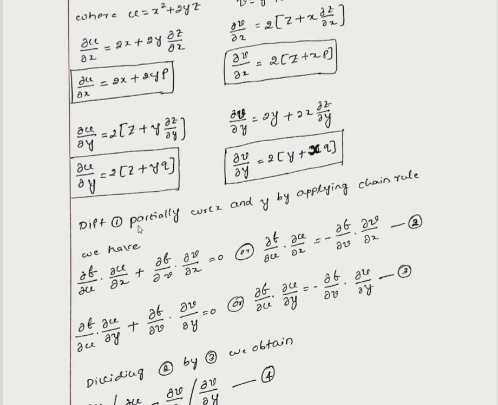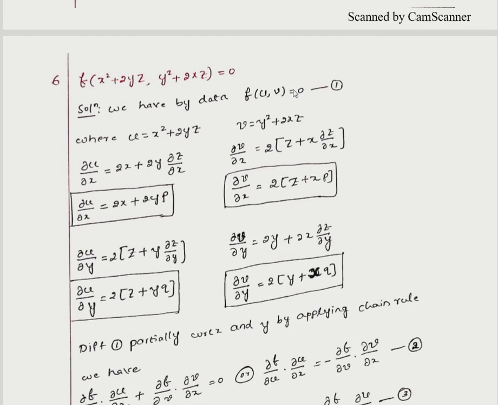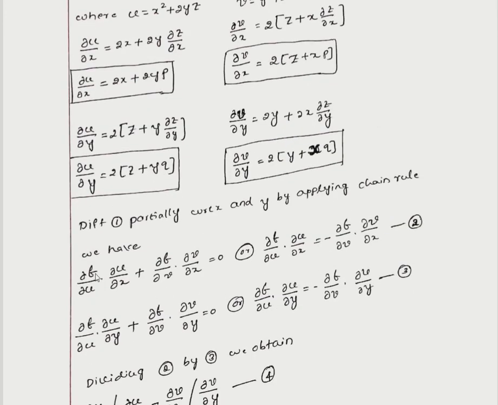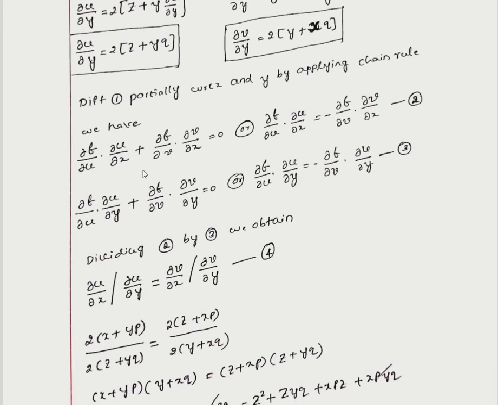Next, same procedure, differentiate equation 1 partially with respect to x and y by applying the chain rule. First, differentiate f with respect to u, therefore ∂f/∂u, then differentiate u with respect to x, therefore ∂u/∂x. Plus similarly, f is a function of v. First, differentiate f with respect to v, ∂f/∂v, then differentiate v with respect to x, ∂v/∂x, that is equal to 0. Write this term as it is. Shifting this term to the right side, it will become minus ∂f/∂v times ∂v/∂x.